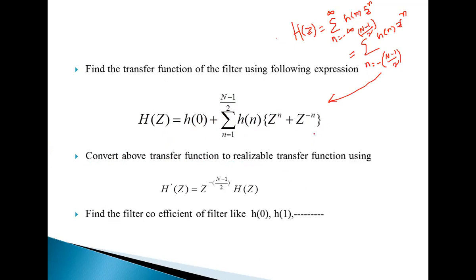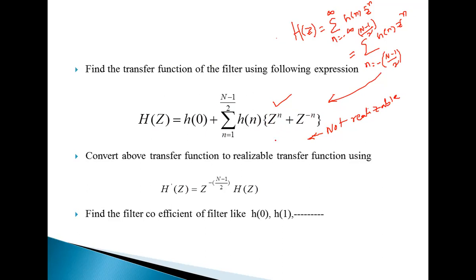Here, this function is not realizable. This is not a realizable function because it has both positive powers as well as negative powers. So we cannot realize it practically, or we cannot realize a system.